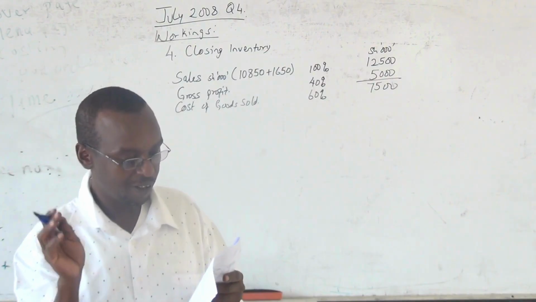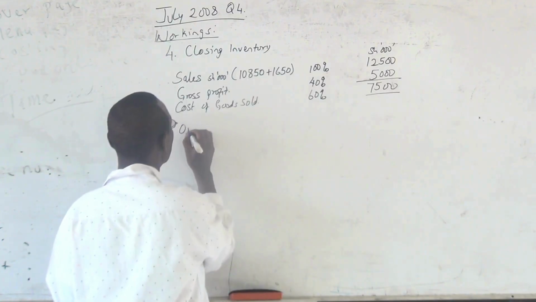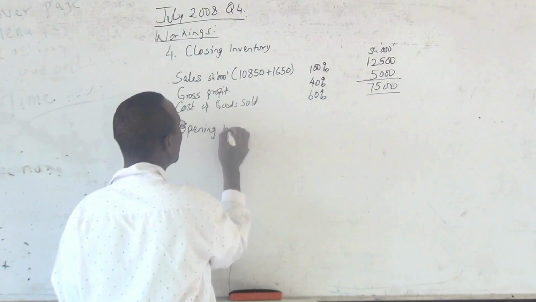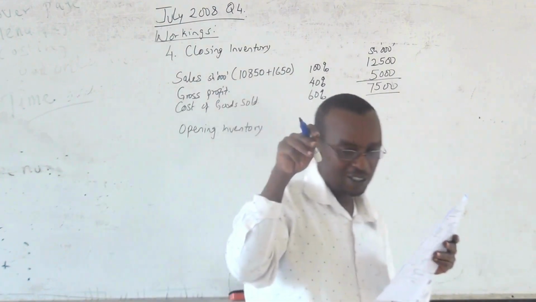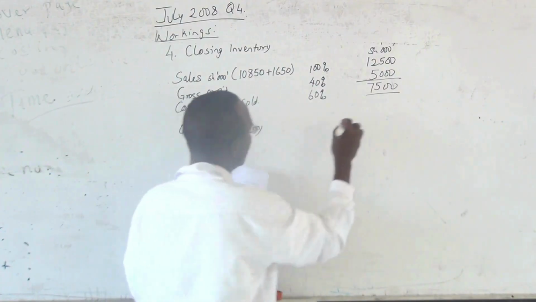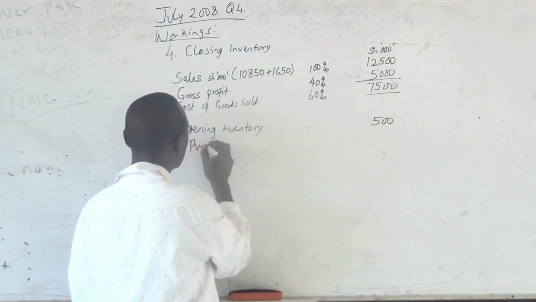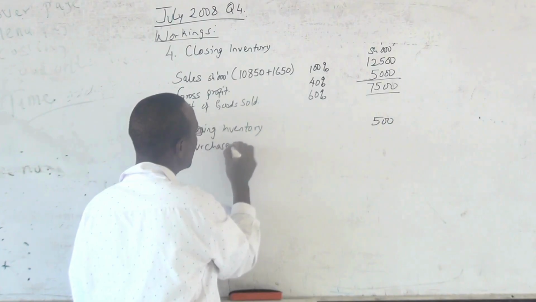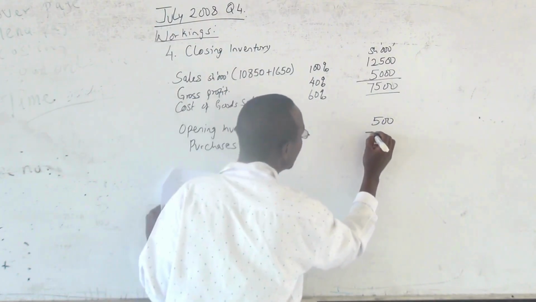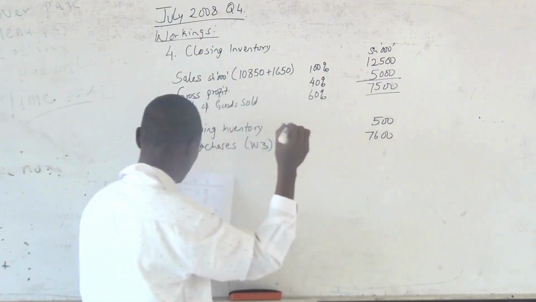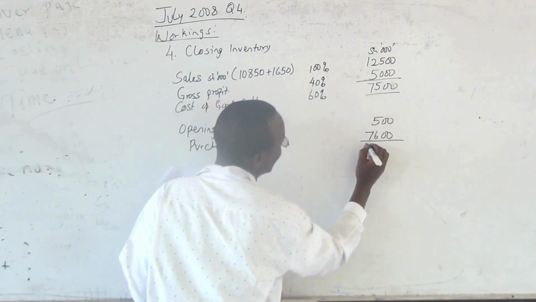We still don't have the closing inventory. But we have what? Opening inventory. It's how much? From the first statement in 1999, you can see it's 500. Okay? Then purchases. Our purchases is working 3, which is 7,600. Okay? You add this, you get what? 81.